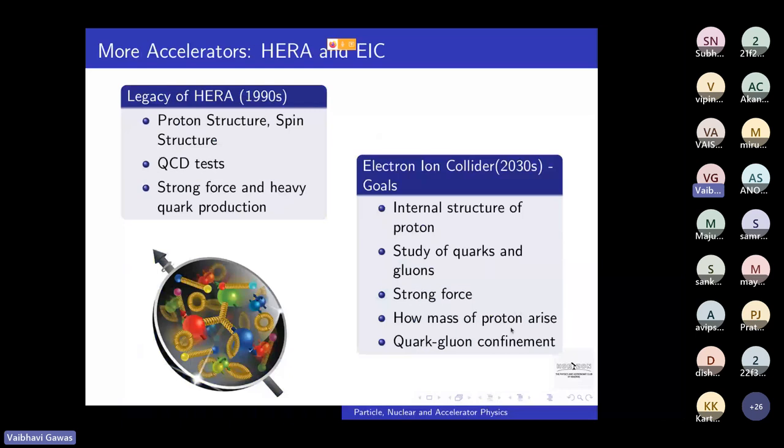Okay. There are more accelerators that are coming up apart from your Future Circular Collider and your High Luminosity LHC. One is the Electron-Ion Collider. Before the Electron-Ion Collider, there was an experiment called HERA located in Germany. This experiment studied the structure of the proton, the spin structure of the proton, and QCD and strong force related states. But this was only happening at the GeV scales. So Brookhaven National Lab, along with Fermilab, decided to design an experiment called the Electron-Ion Collider, where they are going to use a polarized electron beam to shoot at a beam of protons.